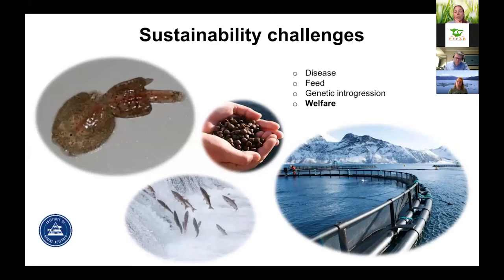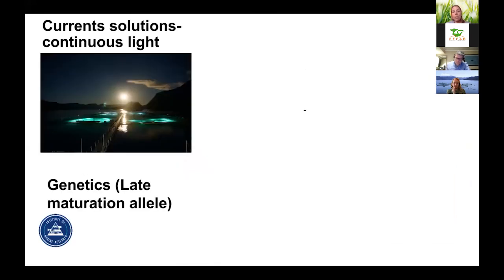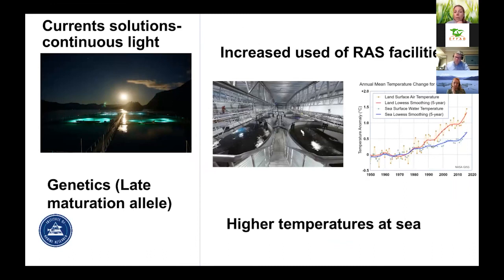I also wanted to give you another example, which is welfare. One of the welfare parameters that we were working with is early puberty, which is a male problem in the farms. These fish get increased susceptibility. They stop growing and also have osmoregulatory problems. So it's not very nice to have them. This is now controlled by using continuous light in the farming facilities, or also genetics like the late maturation allele. However, with increased use of RAS facilities, online facilities, and at higher temperatures with climate change, we still have this problem with early maturation, which is a large welfare problem.